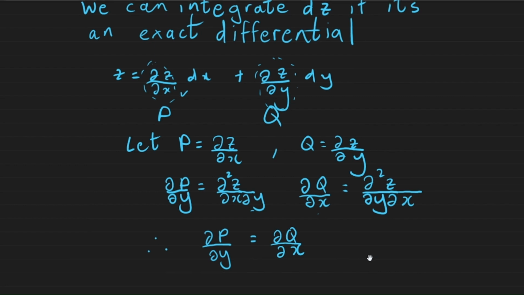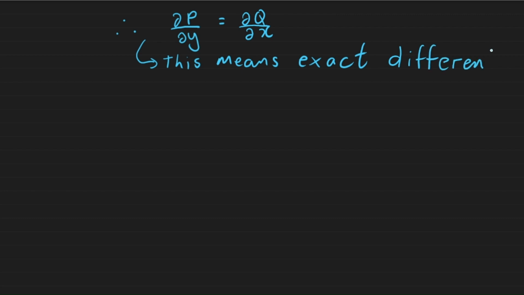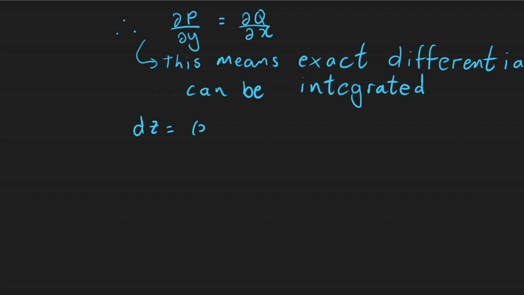We can just illustrate this in an example. So let's just write this down. This means it's an exact differential and can be integrated. Therefore, it can be integrated. So if our example says that dz is equal to (3x squared plus 4y squared) dx plus 8xy dy.